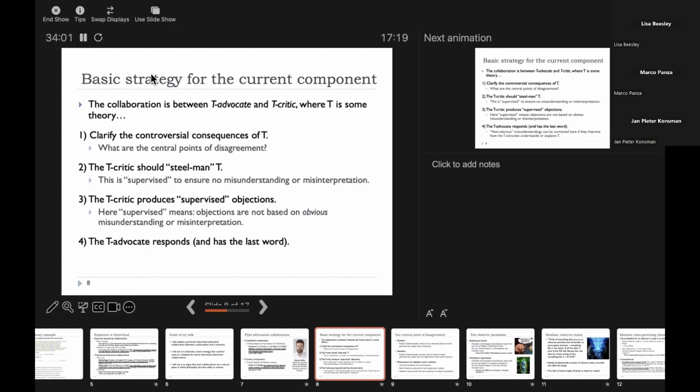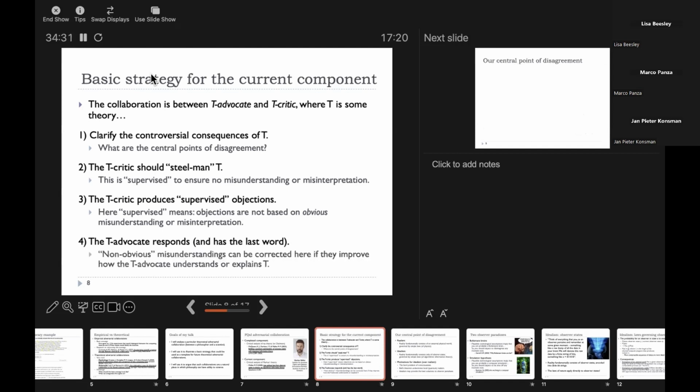Step number four, the T advocate responds and has the last word. I think that's important because it's the T advocate's theory that's on the table here. And as the critic, I'd like to think that my objections, if they really work, are going to survive whatever the T advocate ends up saying in response. But part of this is not just for us and developing our ideas, it's for the community interested in the relevant topic. It's to help them decide what side of the debate they should land on.